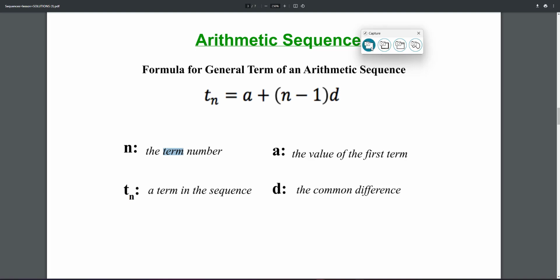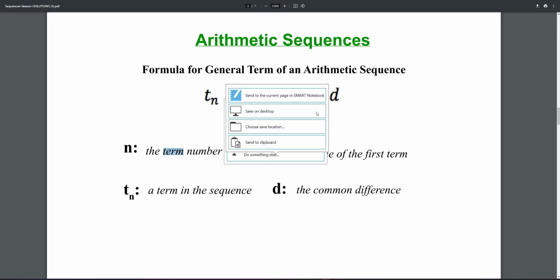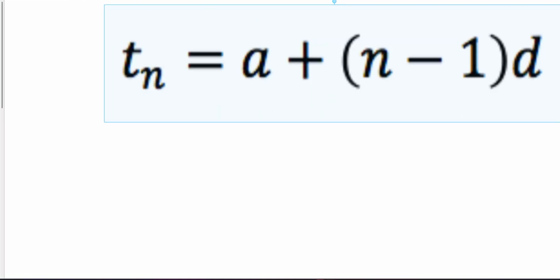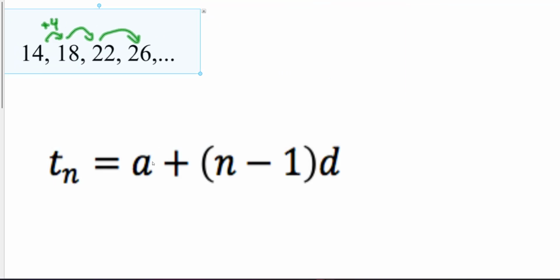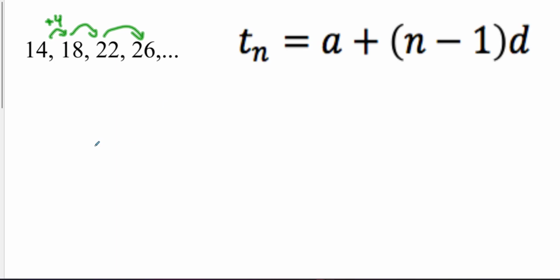So let's apply this to a pattern. Okay, so we got our A value. What's my A value? I'll give you a hint. It's the first term in the pattern. It's 14. What's my D value? Well, it's the amount that the pattern is going up or down by. So clearly we can see this pattern is going up by 4. So my A value is 14, D value is 4. And that's all you need to solve this.